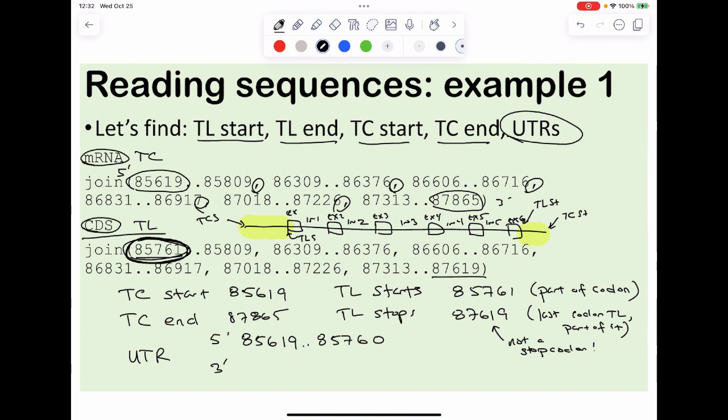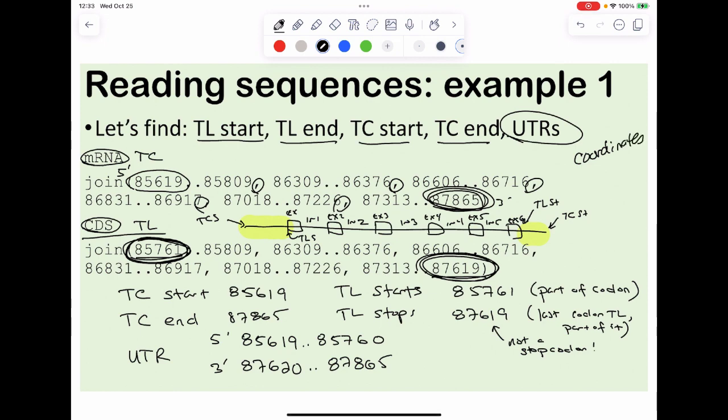So for the 3' UTR, that's going to be from where translation stops, which is going to be 87620, which is one after we stopped translation, and then that's going to run until the end of transcription, which is 87865. These are just finding what we would call the coordinates.